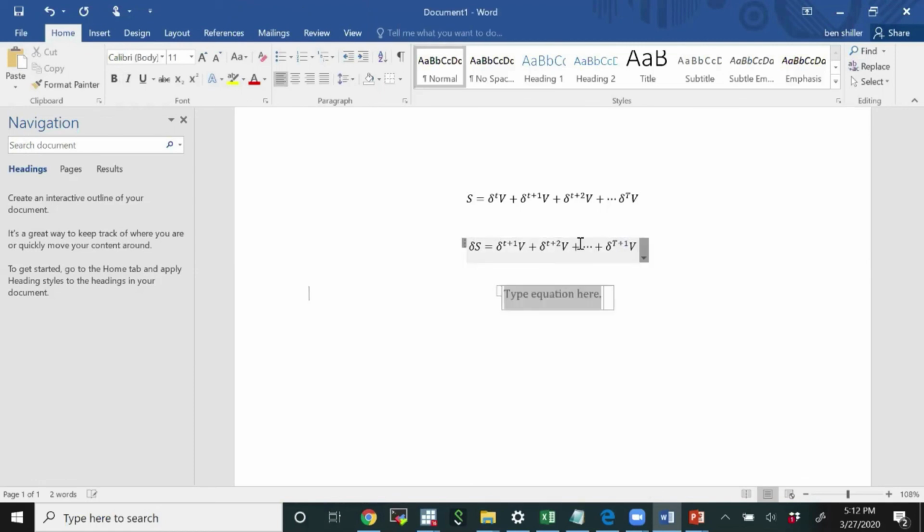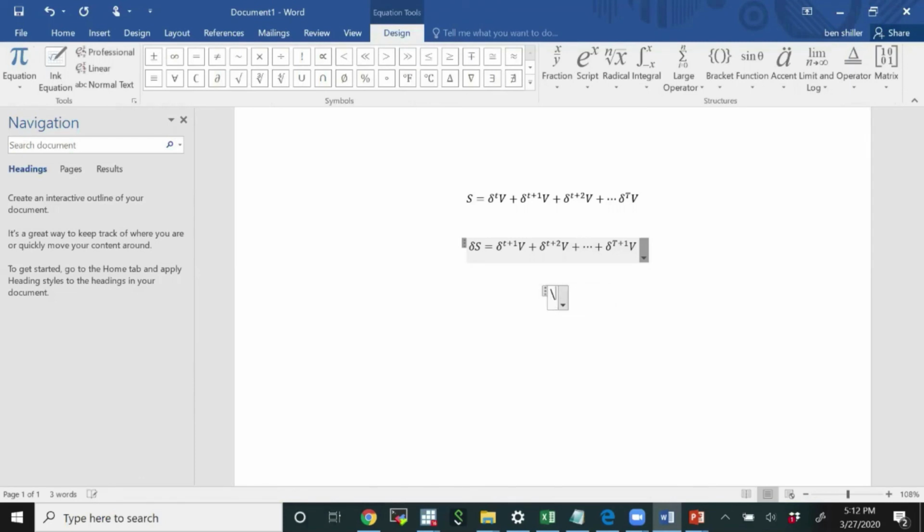And we're going to do exactly the same trick. We're going to subtract delta S from S, say what that's equal to in terms of these equations, and then solve for S, which is the variable that represents the present discounted value.